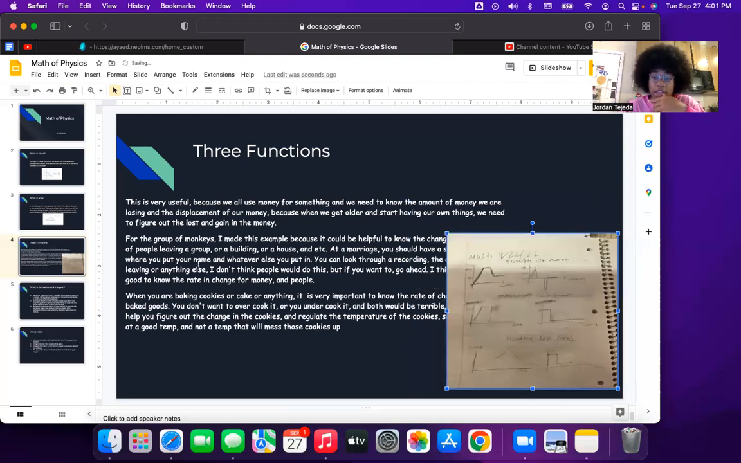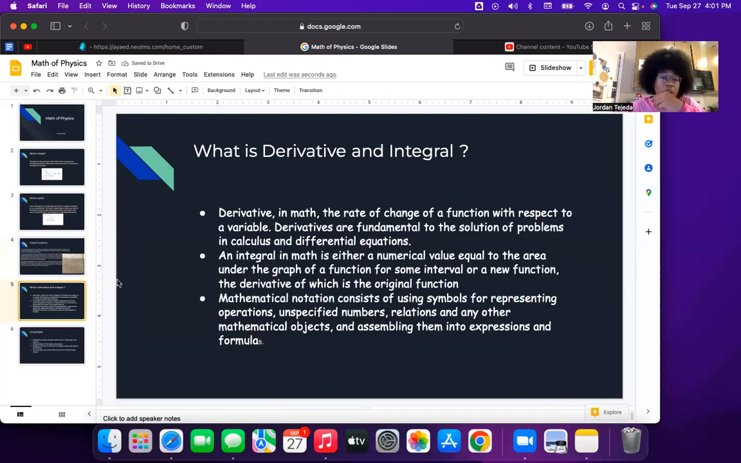For my next slide, what is derivative and integral? Derivative in math is the rate of change of a function with respect to a variable. Derivatives are fundamental to the solution of problems in calculus and in differential equations. An integral in math is either a numerical value equal to the area under the graph of a function for some interval, or a new function, the derivative of which is the original function.